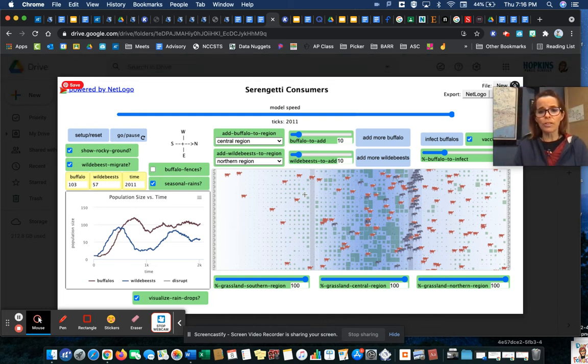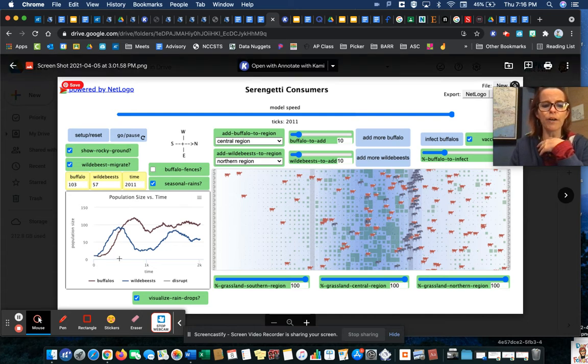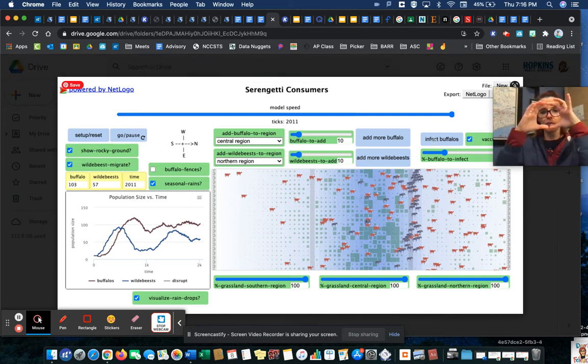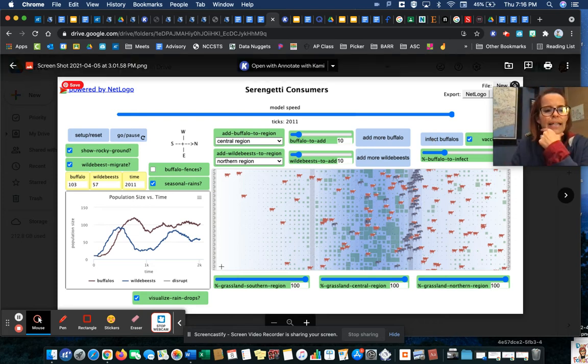So let's take a look at what's going on here. I just want to remind you, we started with the same amount of buffalo and wildebeest in all the simulations. We started with 10. At about time 500, we infected the buffalo. So that's when you see circles around the buffalo. That's how you know that they're infected, or around the wildebeest. And then at time 1000, we clicked the vaccine, and we made the vaccine work.